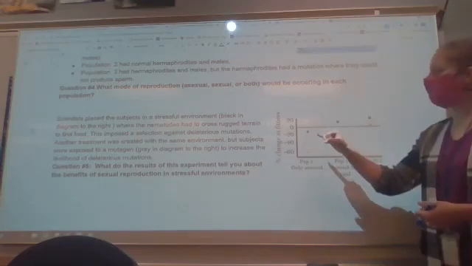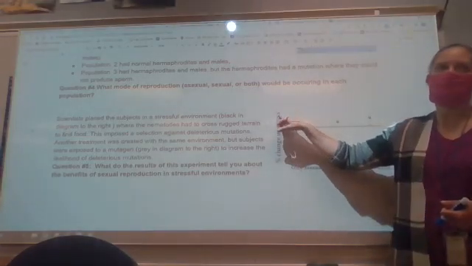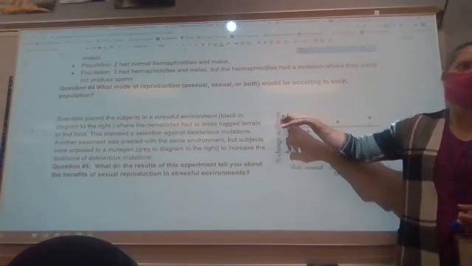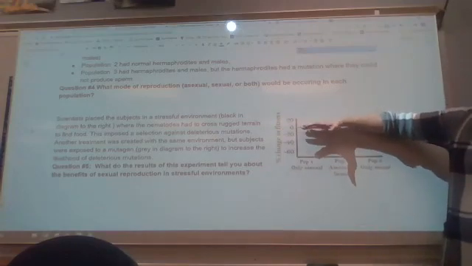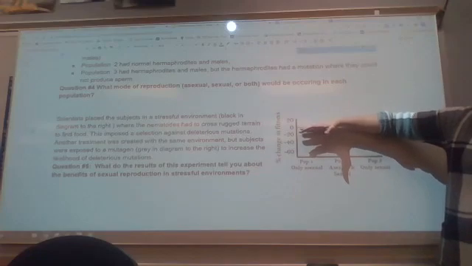So fitness is basically how many offspring you end up having. So think about it in terms of how many offspring you're able to have. And this 0 line is like keeping the population stable.